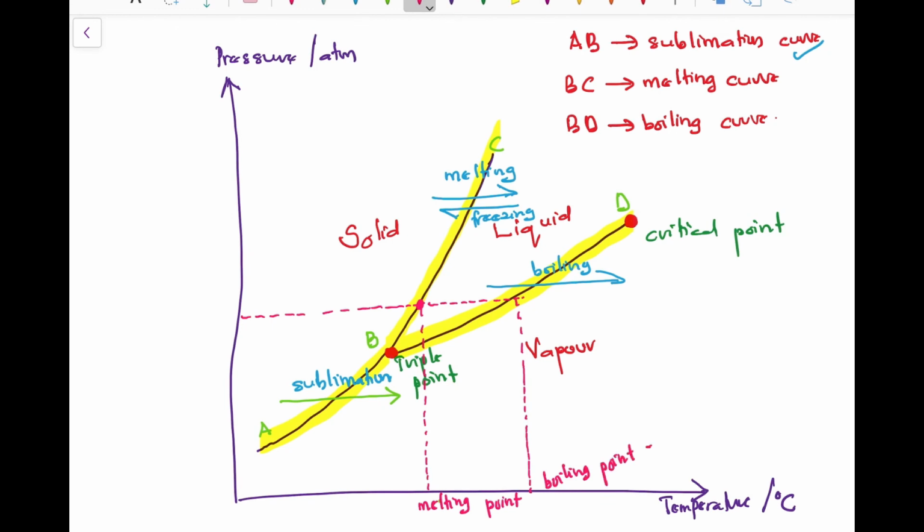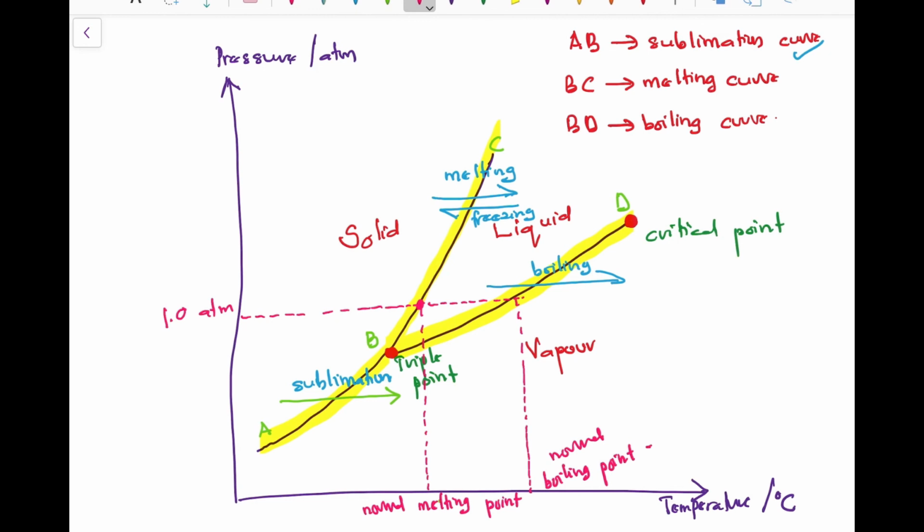If the pressure is at 1 atm, the temperature at the melting point, we call it the normal melting point, and the boiling point at pressure 1 atm is called the normal boiling point. But if the pressure is not at 1 atm, it is considered as just a melting point and a boiling point.